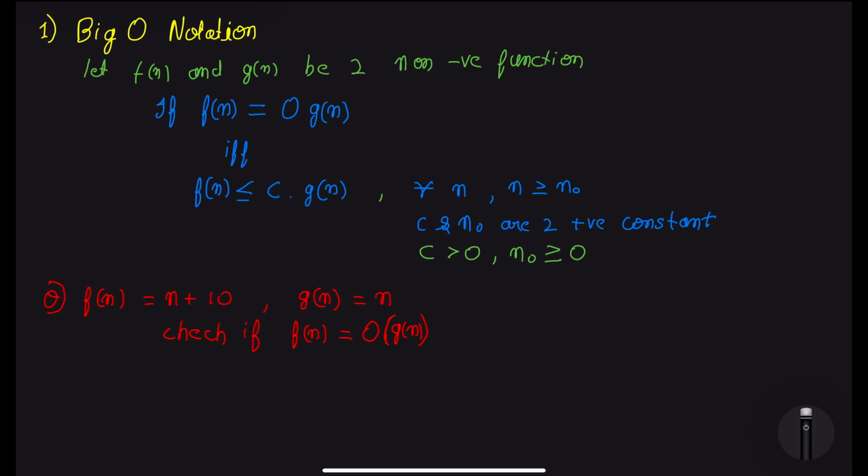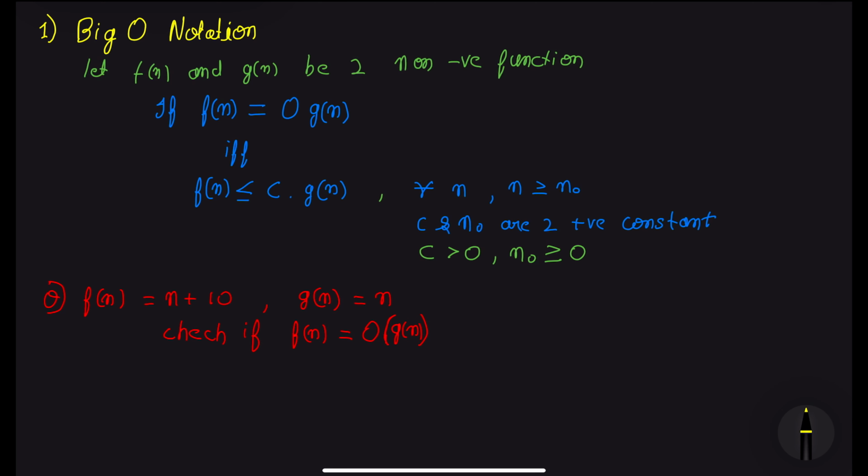Let f(n) and g(n) be two non-negative functions. We can say f(n) is equal to big O of g(n) if and only if f(n) is smaller than or equal to c of g(n), for all n greater than n naught, where c and n naught are two positive constants, where c is greater than 0 and n naught is greater than or equal to 0. So this is just the book definition and probably you may not have understood what that meant. So we will be learning big O notation in more detail with the help of some examples.